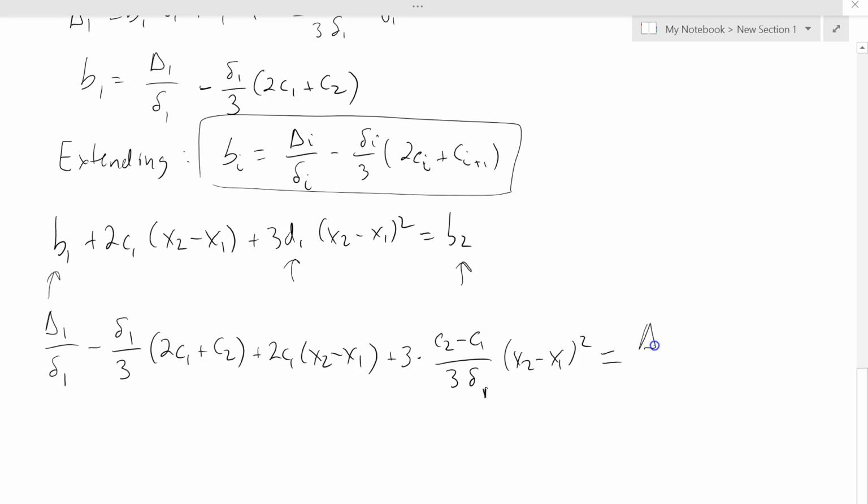Yeah, good. It'd be capital delta 2 over little delta 2 minus little delta 2 over 3, 2C2 plus C3, right? So far, so good? Everybody's happy. Good. Good to see happy.